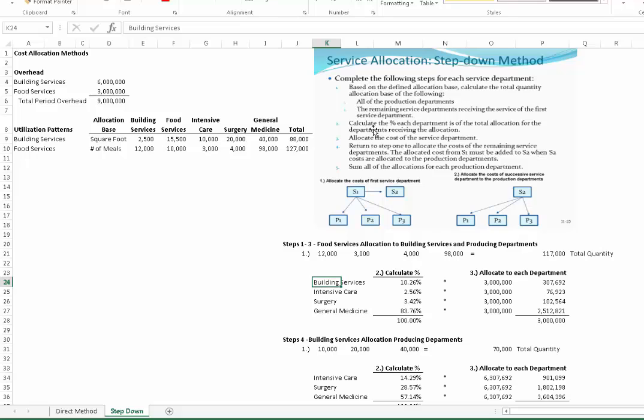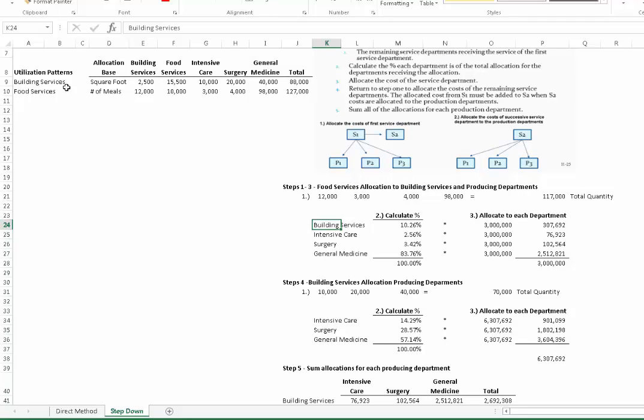So again, for the first step, we figured out the total quantity, then we calculated the percentage, which is step 2, and then step 3 is allocate out to the service departments as well as allocate the cost of the service department to the other receiving departments. And then we return to step 1, which is back up here, but just for the remaining service department. So then we'll go down to building services because that's the one that's left. We're just allocating building services out because food services has already been allocated to all that it needs to. So now we're just concentrating on building.